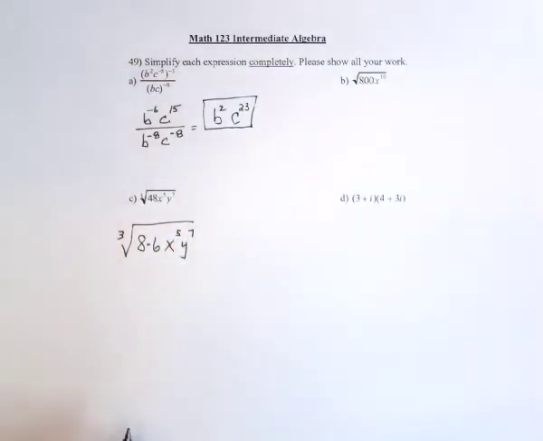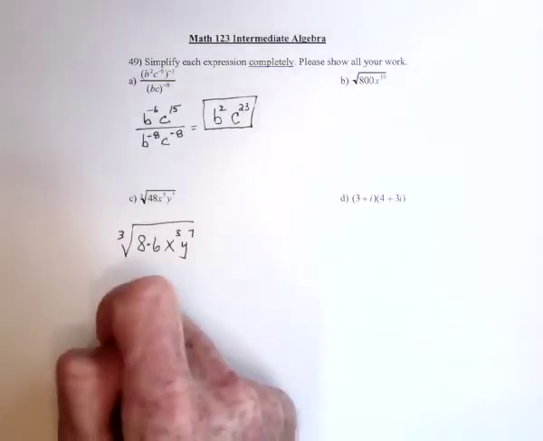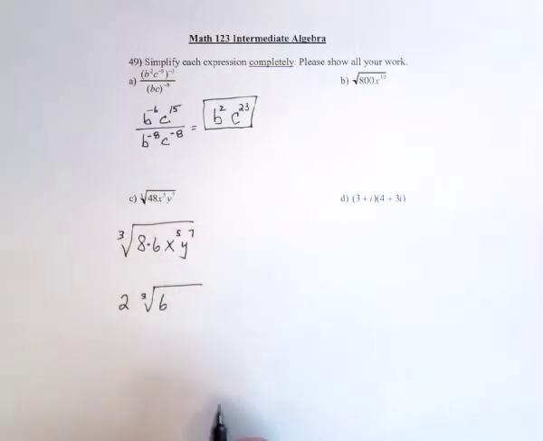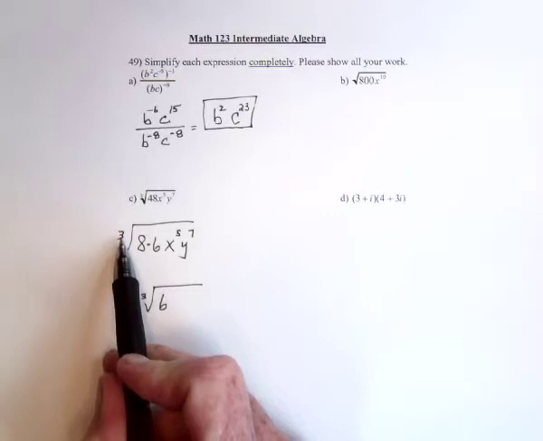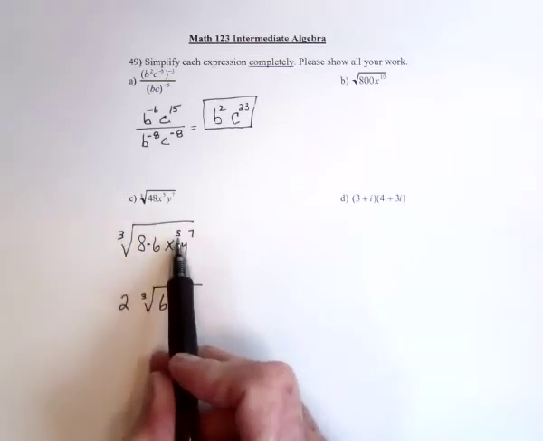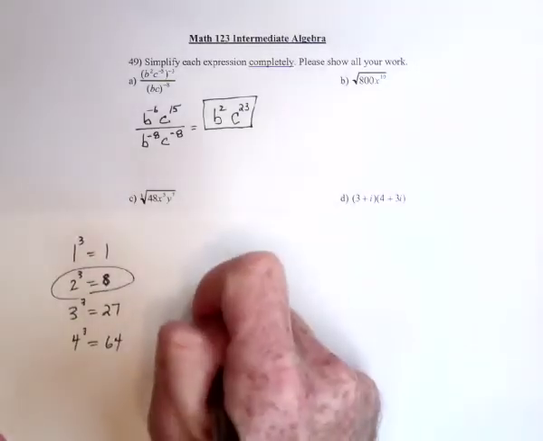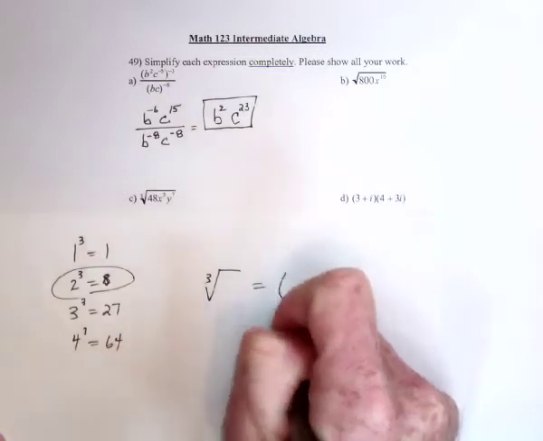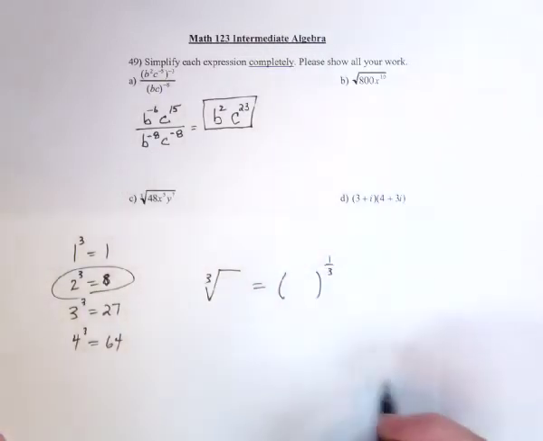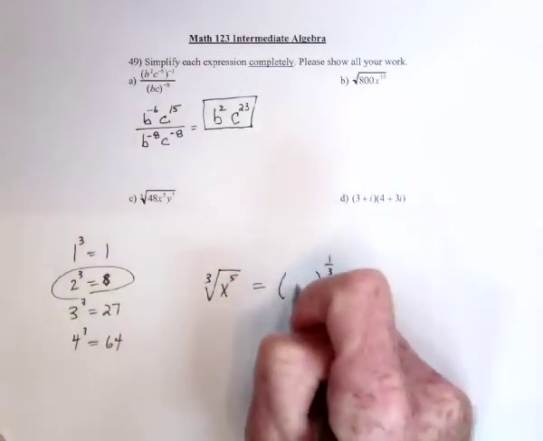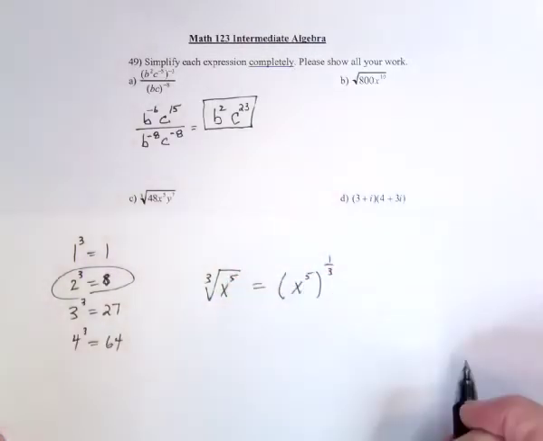And then we could take the cube root of 8 as 2. The 6 will have to remain inside. And then for x, well, this number right here, you divide it into the 5. The reason for dividing is because cube root also means 1/3 power. So if you have the cube root of x to the 5, that's the same as x to the 5 to the 1/3 power.